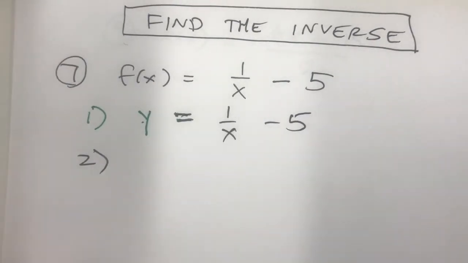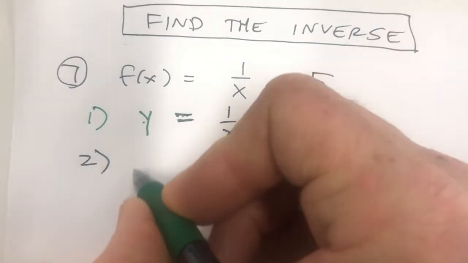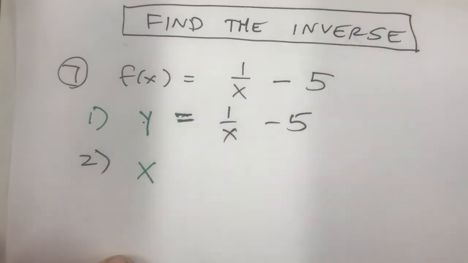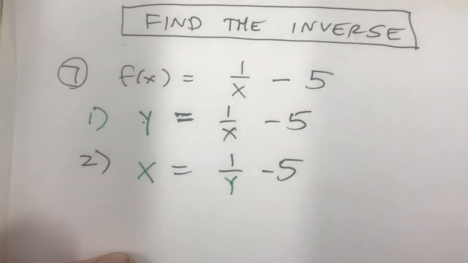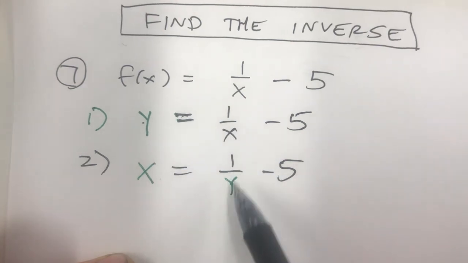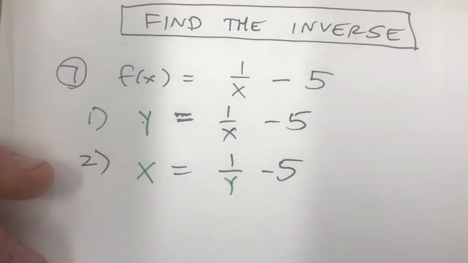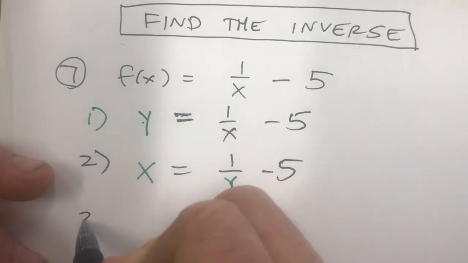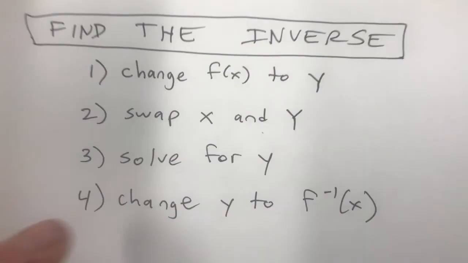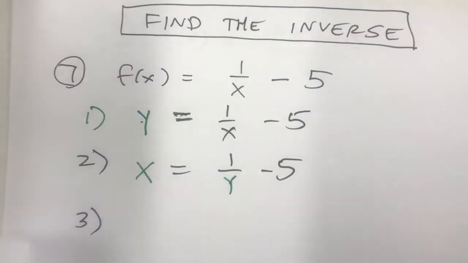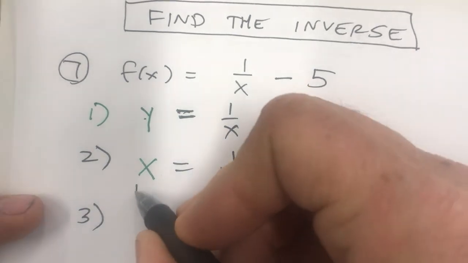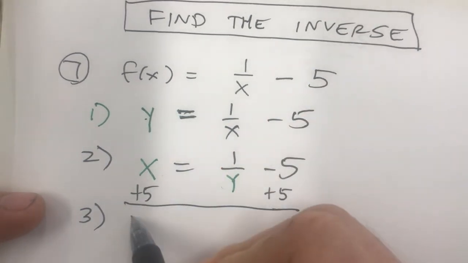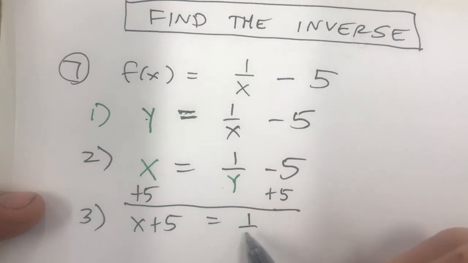So that means now this is going to be x equals 1 over y. I swapped them, so my y became an x and my x became a y. Now step 3, I've got to solve for y. So here's my y right there. I need to solve for it. First thing I would do is add 5 to both sides, and that gives me x plus 5 equals 1 over y.